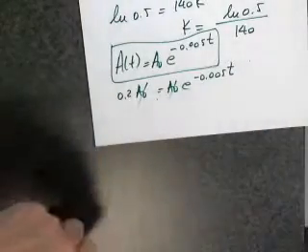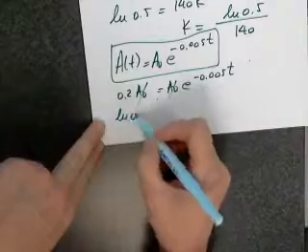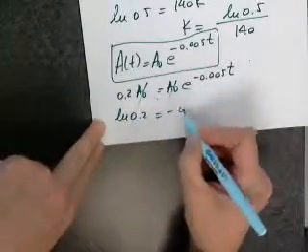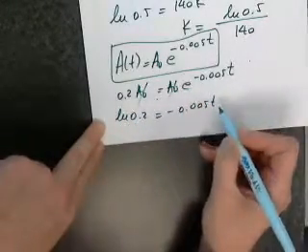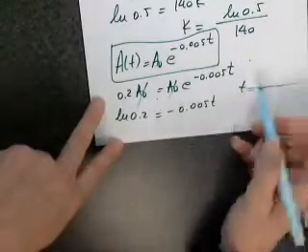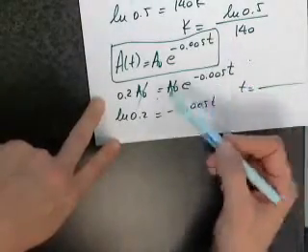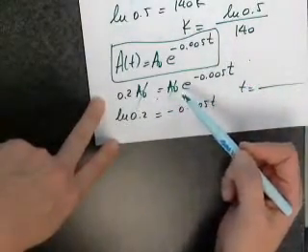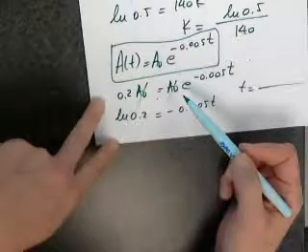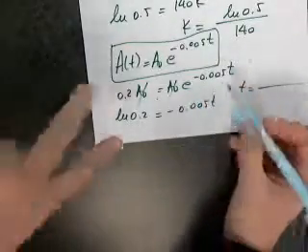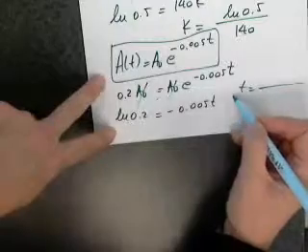Good. So I get rid of A0. So then natural log 0.2 equals negative 0.005 t. So then t equals, remember I don't write times natural log e, because natural log e is 1. I should write here times natural log e.